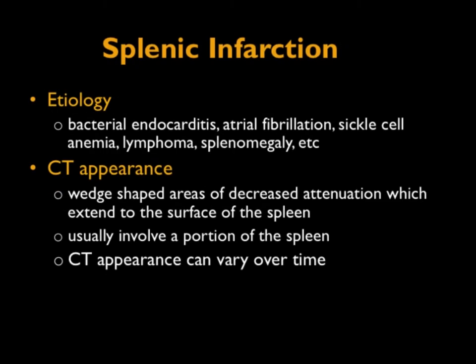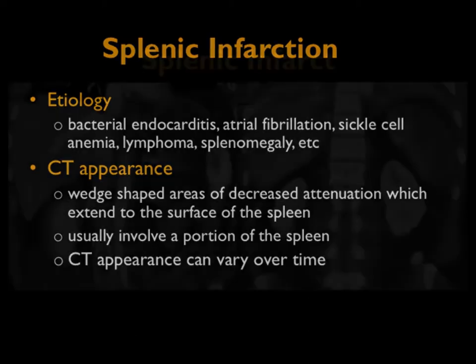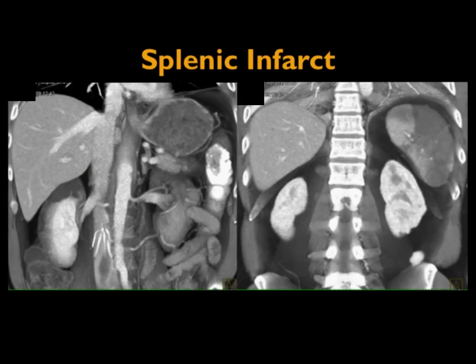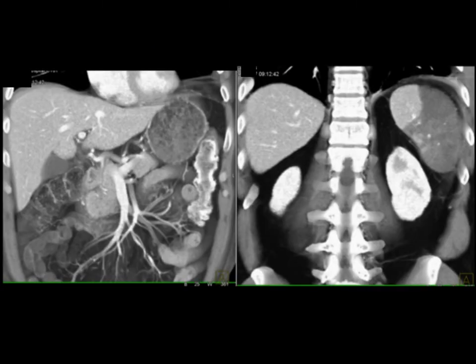Etiologies include bacterial endocarditis, atrial fib, sickle cell anemia, lymphoma, and splenomegaly, to name a couple. And the typical appearance: wedge-shaped, low density, sharply marginated, and the appearance can vary over time as it can get smaller with capsular retraction. Nice example here. Now, one thing to say is that sometimes if you do not give IV contrast, you're not going to be able to see the lesion, but again, very nicely shown here. And you can see again on this image here. Okay, this is almost global in nature.